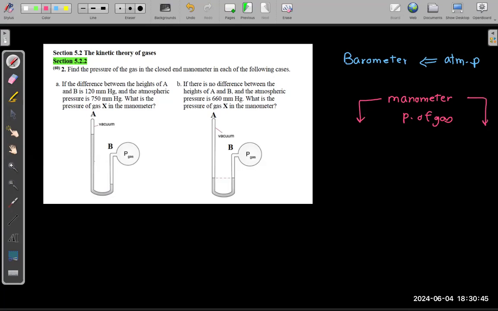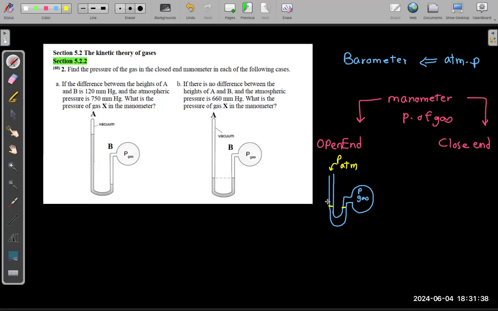The first type is the open-end manometer, and the other one is the closed-end manometer. The open-end manometer, if you look at it, will look like that. At the end, it's open, and there is the gas. The gas inside has a certain pressure, and outside the pressure is the atmospheric pressure, because it's open. So if the pressure of the gas is equal to the atmospheric pressure, the 2 lines will be at the same level. Why? Because this is pushing from here the same way this is pushing from here. So this means that the atmospheric pressure is equal to the gas pressure. Both of them are equal.